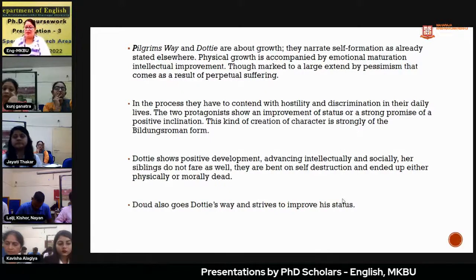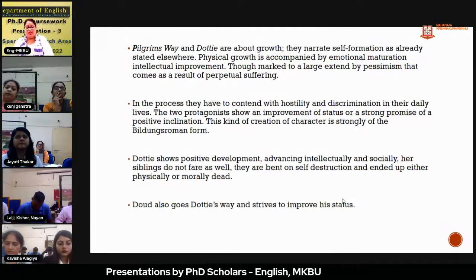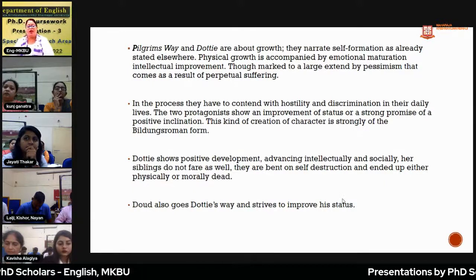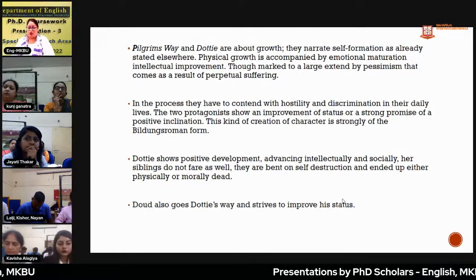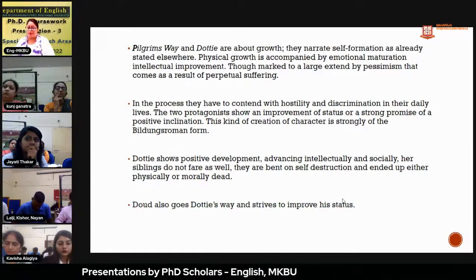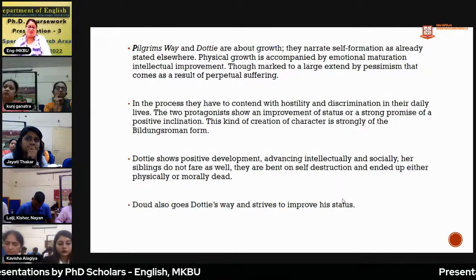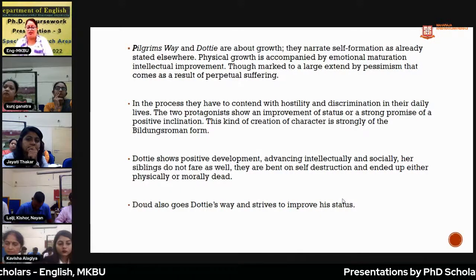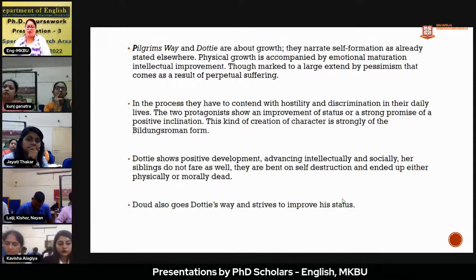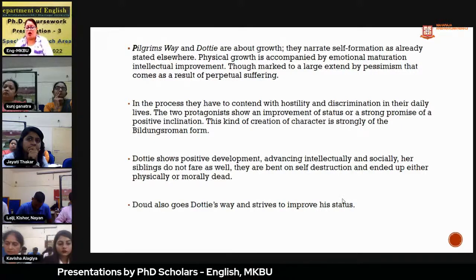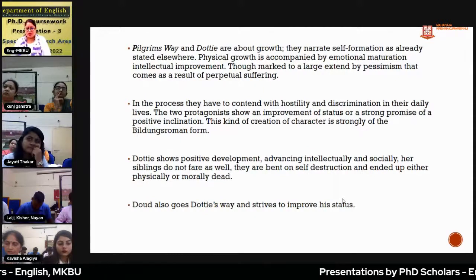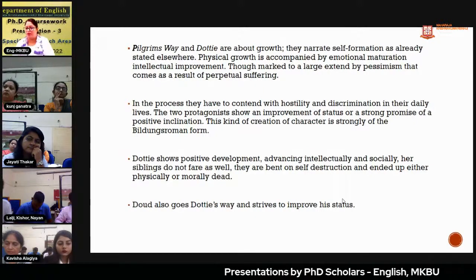Pilgrim's Way and Dati are about growth. They narrate self-formation, as already stated elsewhere. Physical growth is accompanied by emotional maturation and intellectual improvement, though marked to a large extent by pessimism that comes as a result of perpetual suffering. In the process, they have to contend with hostility and discrimination in their daily lives. The two protagonists show an improvement of status or a strong promise of a positive inclination. This kind of creation of character is strongly of the Bildungsroman form.